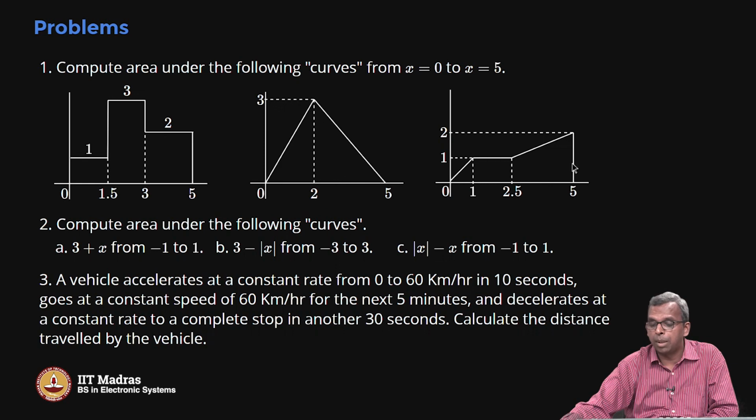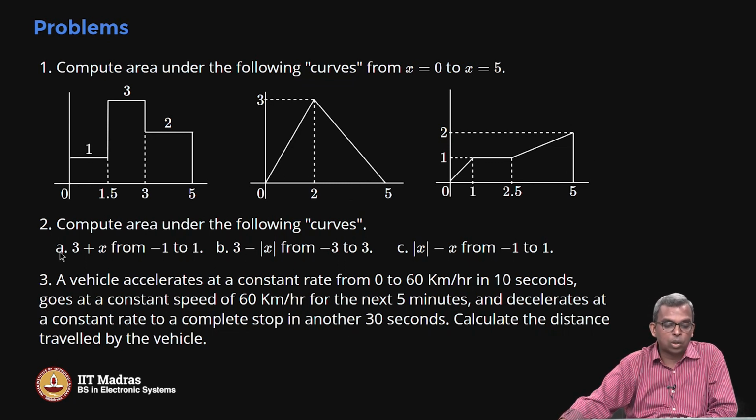And what do you do for this shape here? This looks like not a triangle, not a rectangle, but you can draw a horizontal line at 1 and convert it into a rectangle plus a triangle. What is the rectangle's area? 1 into 2.5. What is the triangle's area? Half into 2.5 into 1. So it's 1.25. So the whole thing is 3.75. 3.75 plus 2 is 5.75. So that's the answer for these kinds of questions. You should be able to quickly find the area under the curve in these scenarios.